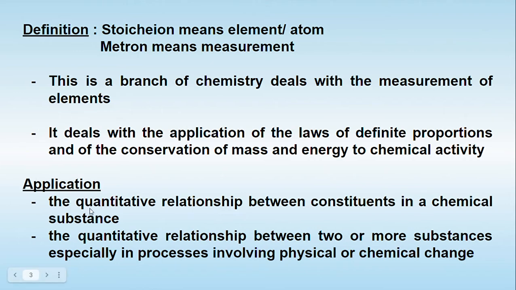So basically this gives us a quantitative relationship between the constituents of a substance. It is a quantitative relationship between the constituents of a chemical reaction, when two or more substances are involved in a process which may lead to a physical or chemical change. So this is the branch that deals with the quantitative determination of the various reactants and products along with the chemical reaction.